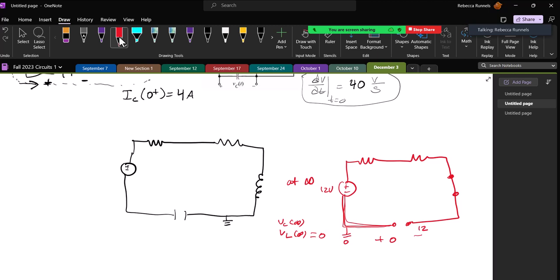So if I want VC at infinity, I would take the voltage at the positive side, which is 0, minus the voltage at the negative side, which is 12, and that gives us minus 12 volts. So that is VC at infinity.